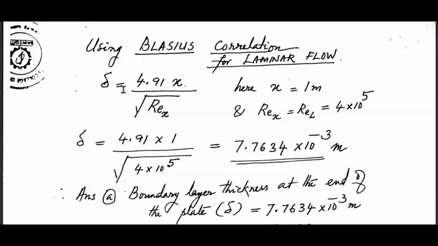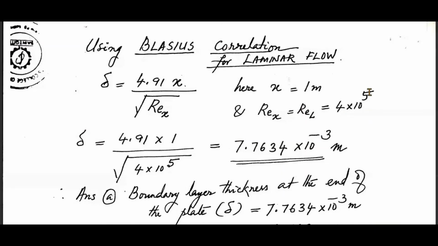Let me tell you very clearly, you can make use of the Blasius correlation like this also. Delta is equal to 5x divided by root of Rex, instead of 4.91. So x is equal to 1 meter. And for Rex, we take Rel, in fact the entire length, because we have to find the boundary layer thickness at the end of the plate.